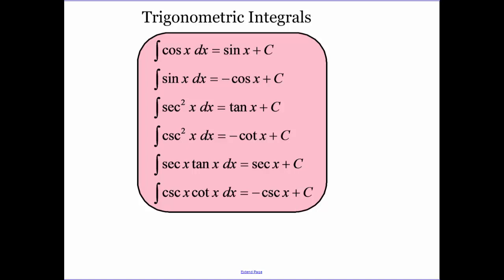Okay, trigonometric integrals. Keep in mind, this is the derivative. So what function's derivative is cosine? That's sine. What function's derivative is sine? That's the negative cosine, because when I take the derivative of cosine, I get negative sine, so I have to add in a negative there. Please make sure you write these down, because these are going to be super important to us.